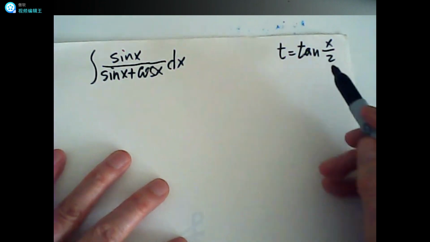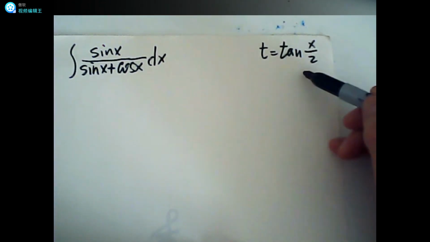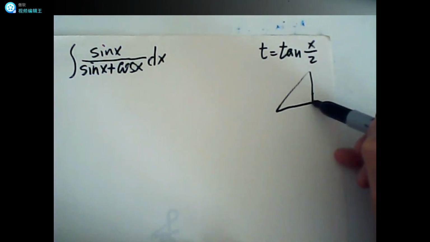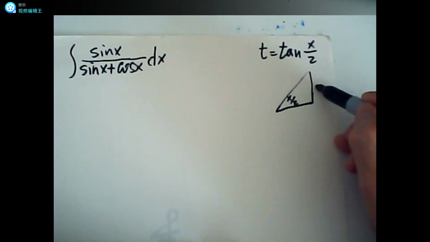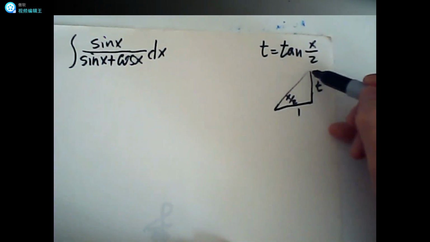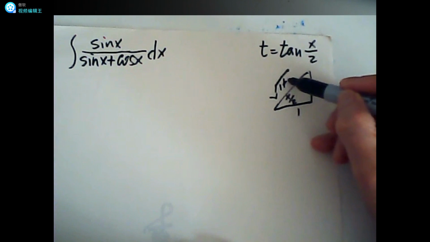Now, if you don't remember the conversions, we can derive them ourselves by drawing a triangle, right? This is half x. This is t. This is a 1, right? Tangent. Therefore, this is equal to the square root of 1 plus t squared.